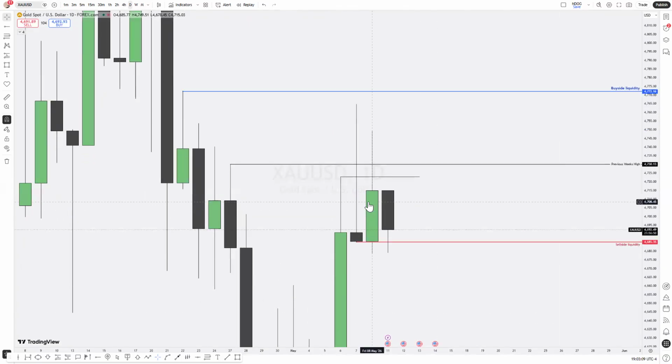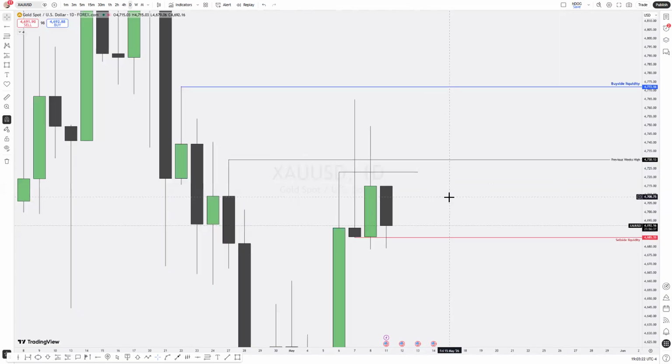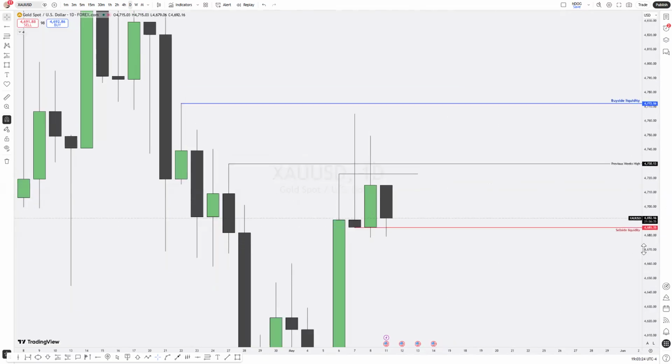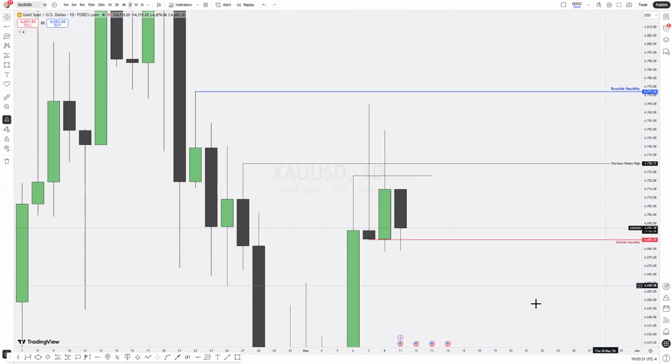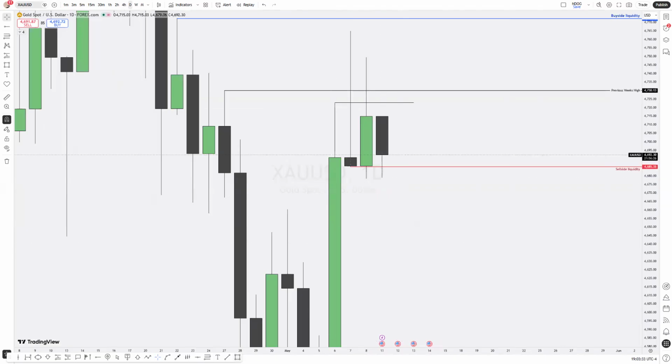Now, I would urge you guys to watch and take note. You can see the series of rejections we've been having here. We rejected the previous week's high and also rejected the high of Wednesday, 6th of May. That might likely lead us into a pullback. So expect possibly a consolidation, but definitely I would love to see a liquidity sweep before the price movement. That would be very nice.